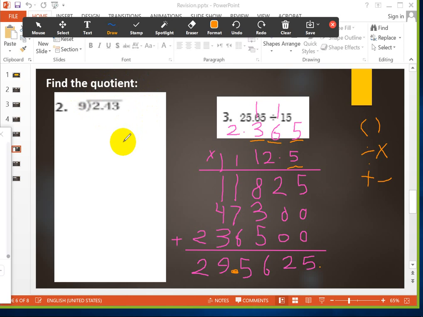Let's start with the first thing. First thing, I will take the first digit here, 2, and try to divide it on 9. Can I divide 2 on 9? Can I? Yes or no? No, I can't. So what I have to do, I have to take the number next to the 2. So it will be 24.